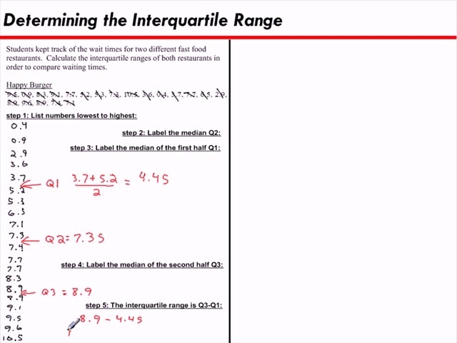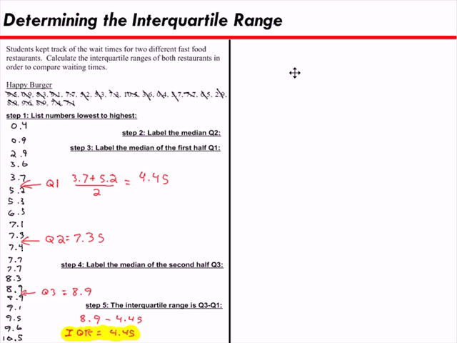I'm just going to say IQR for interquartile range is equal to 4.45. And I'm going to highlight that so that you and I can compare our answers in just a minute.